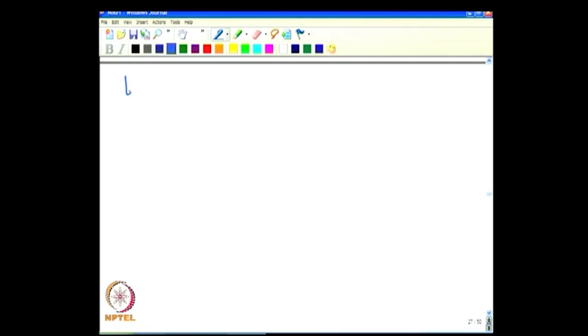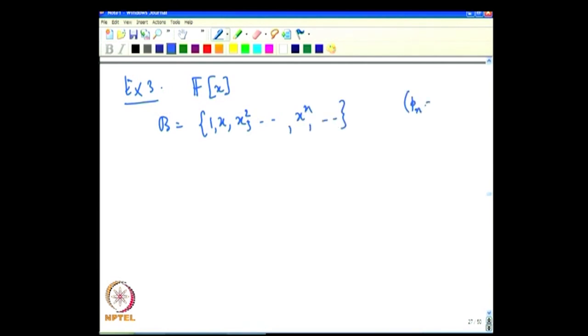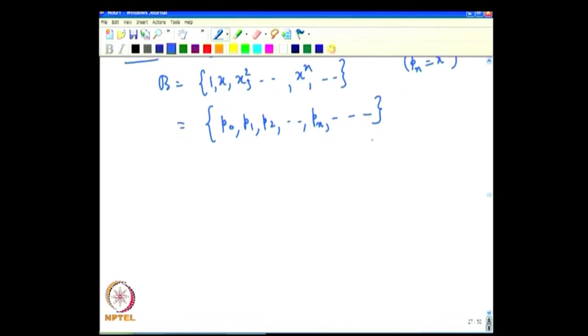Let us now look at the example of the polynomials. Let us look at F[x]. Then we had the basis 1, x, x squared, etcetera, x to the n. Recall we called p_n as x to the power of n. So, the basis we can also write as p_0, p_1, p_2, p_n, etcetera. Now, again as we have seen earlier many times, B is linearly independent in V.